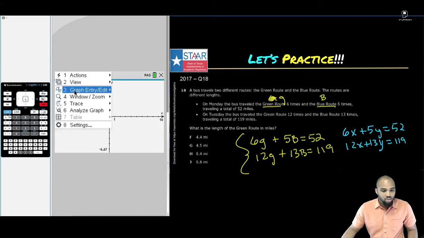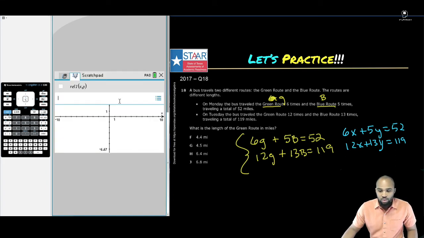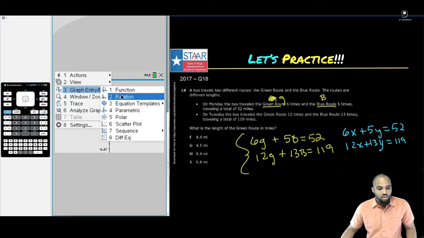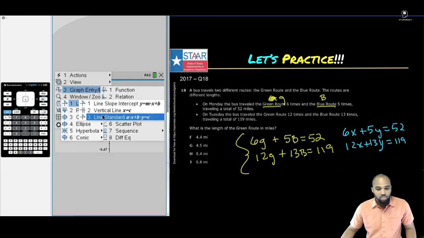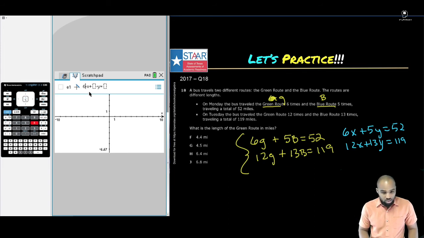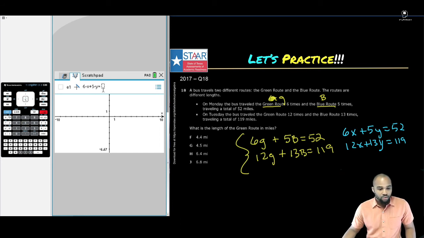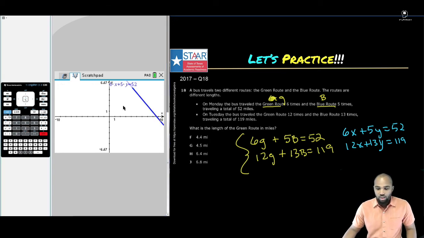So I'm going to go to menu, make sure I change this to relation, and I'm going to put in, actually I could put it in as a standard. So let me show you how to do that. I can go to standard and equation templates for a line and go to standard, since they're both in standard form. And I can type in 6, and for my Y, they got 5 in front of the Y. And for here, I have a 52. Press enter, and there's one line, and do the same thing. I'll press tab again. It's still in standard form, 12 and 13 and 119.